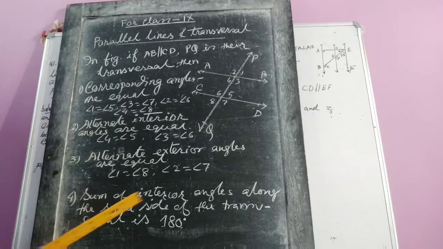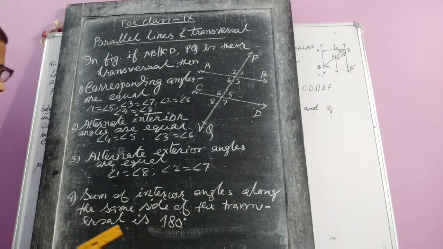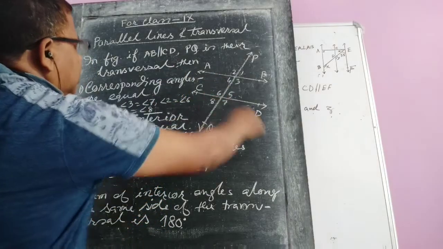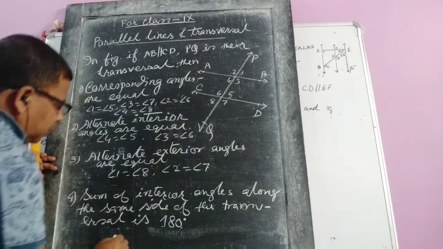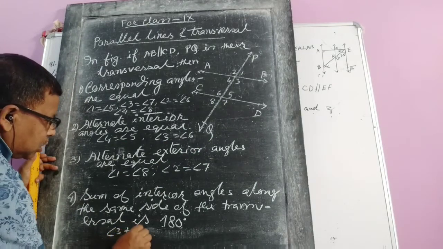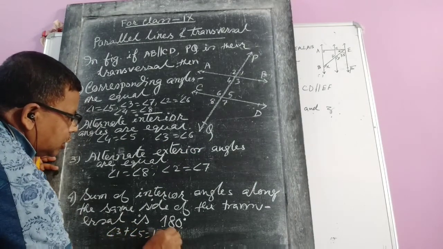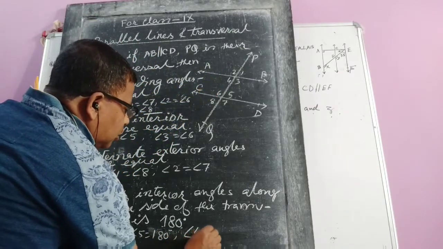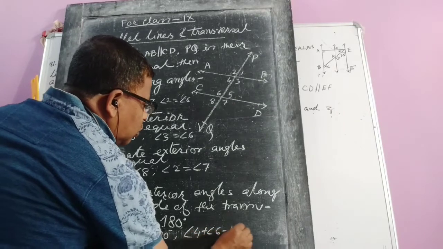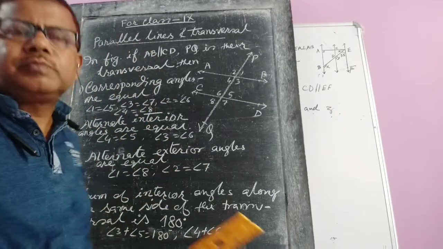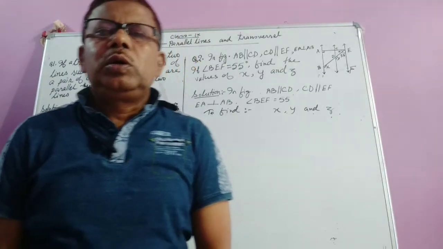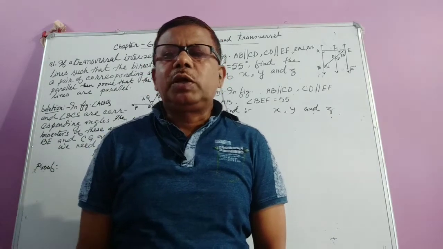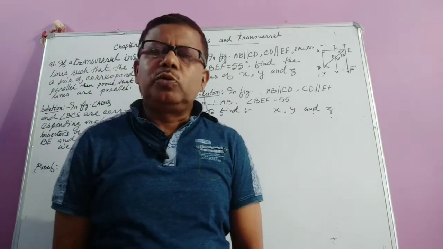And the sum of interior angles along the same side of the transversal is 180 degrees, because AB is parallel to CD. So angle 3 plus angle 5 is equal to 180 degrees. Similarly, angle 4 plus angle 6 is equal to 180 degrees. Now, to use these properties, I am taking two problems from your book.